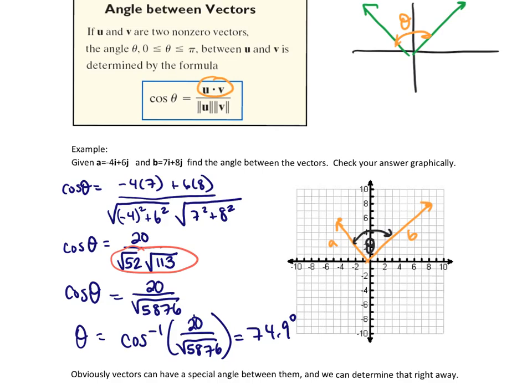So this formula is pretty easy to use. You just have to find two magnitudes and the dot product, take the inverse cosine, and you will get your angle.